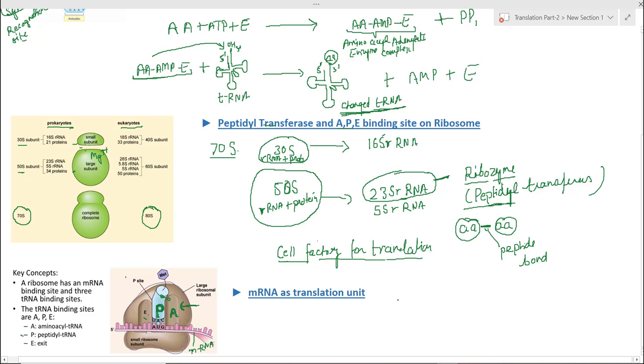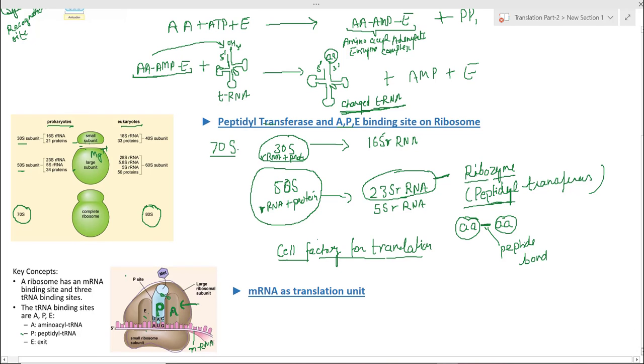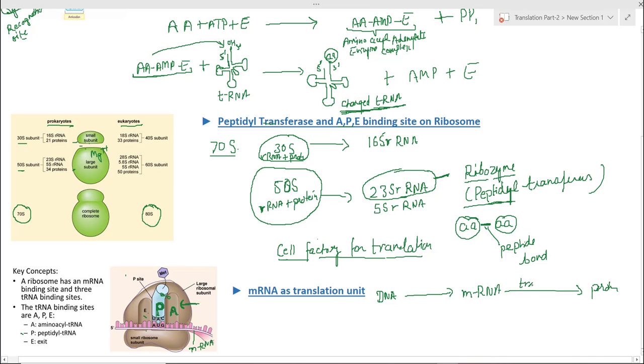Now we come to the mRNA as translation unit. We know that during the process of transcription, DNA transcribes itself into the mRNA, and mRNA gets translated into the protein. The process we are discussing here is translation. I have discussed transcription in my earlier video, where I discussed eukaryotic and prokaryotic transcription and their differences also. So by the process of transcription, DNA transcribes itself into the mRNA, and this mRNA functions as the translational unit.